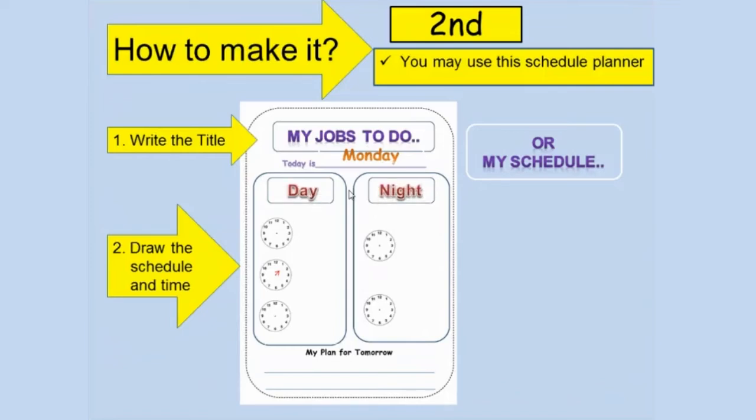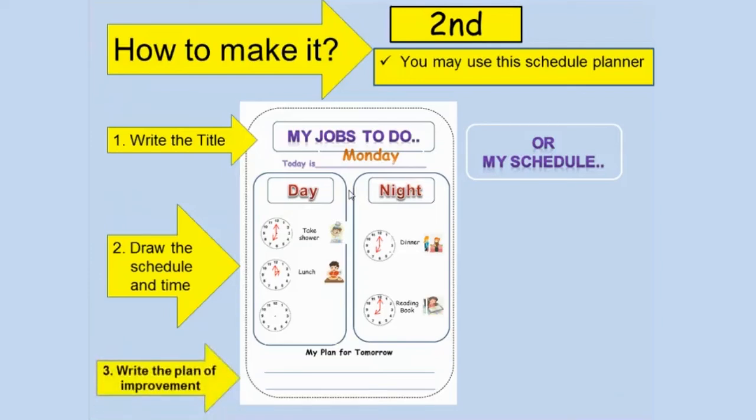First, on the boxes on the top, write day on the left side and night on the right side. And then from the assignment from your personal schedule, you redraw and rewrite it again on this schedule planner. Okay, remember, you can make your own schedule planner or you can just use the schedule planner provided for you. And then after that, write the plan of improvement. It's the one on the second section in your personal schedule assignments, the one on the bottom.